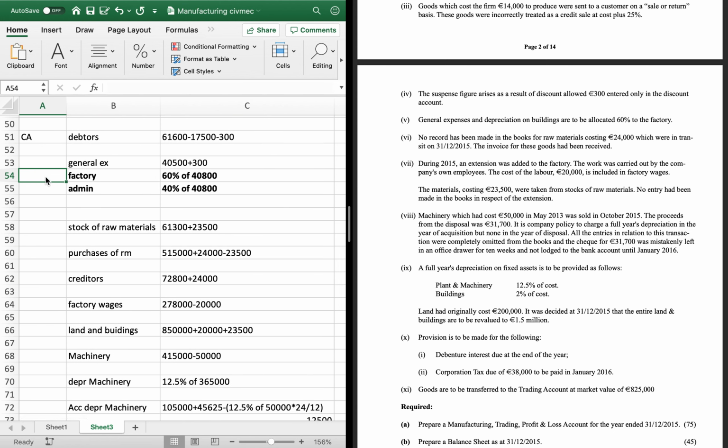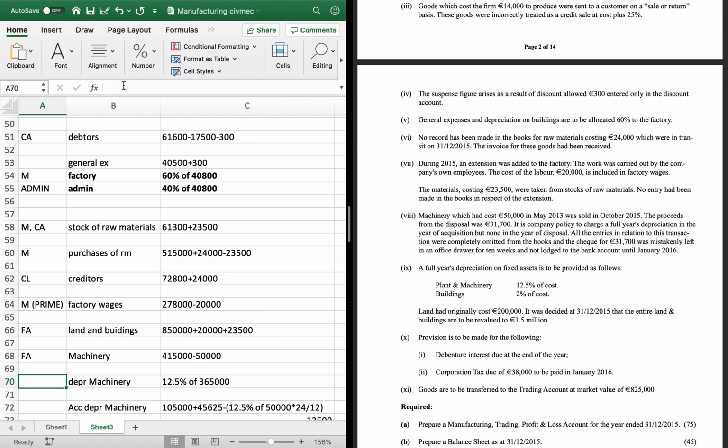The factory, of course, is factory overheads, so that's manufacturing, and the admin will go in the admin, obviously. Stocks of raw materials, again, a closing stock of raw materials. Raw materials suggests factory, so it'll go in the manufacturing and, of course, current assets. Purchases of raw materials will go in the manufacturing. Creditors is current liabilities. Creditors less than 1 year. Factory wages goes in the manufacturing. Now that's a direct expense or a prime expense, all right, at the top. Land and buildings is a fixed asset. Machinery is a fixed asset.